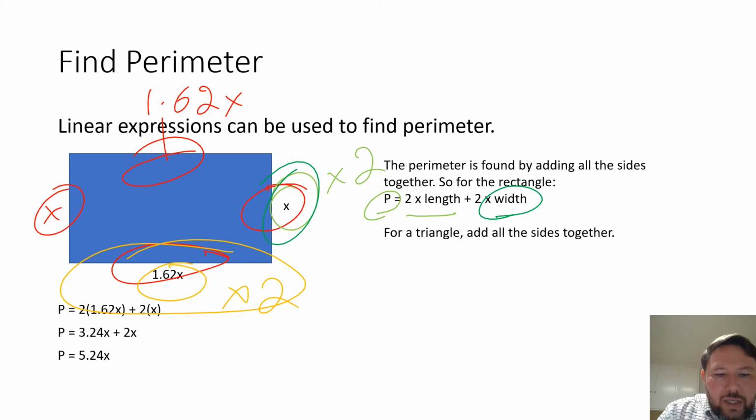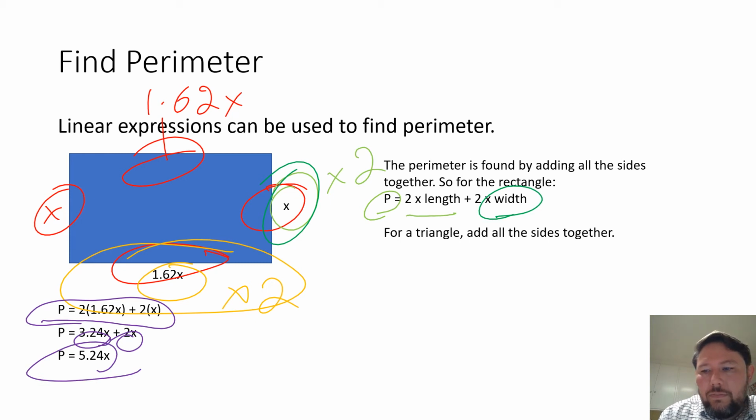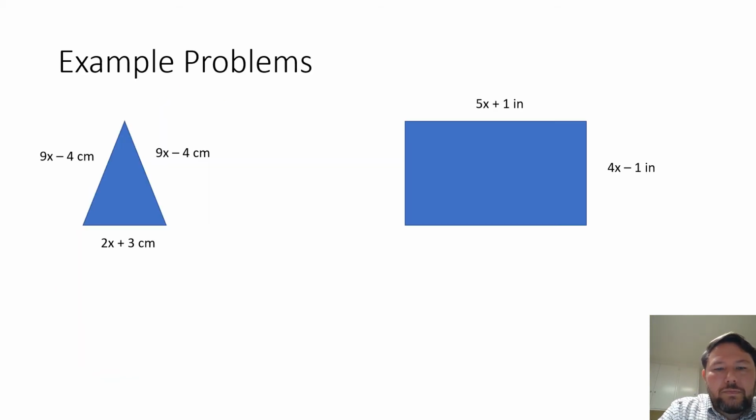So we would write this out as 2 times 1.62x plus 2x. We would do that multiplication. 2 times 1.62 is 3.24x plus 2x. And since these are like terms, they both have a variable of x, we're now going to add the 3.24 to the 2. So 3.24 plus 2 is going to be 5.24, and then we have our x for our final answer. So let's look at a couple more examples.